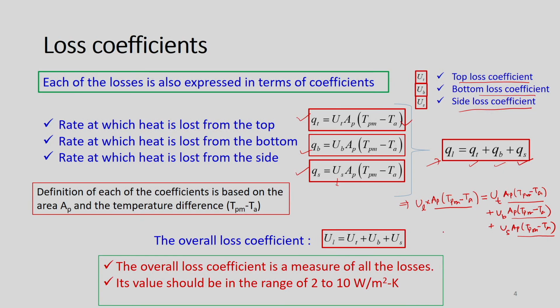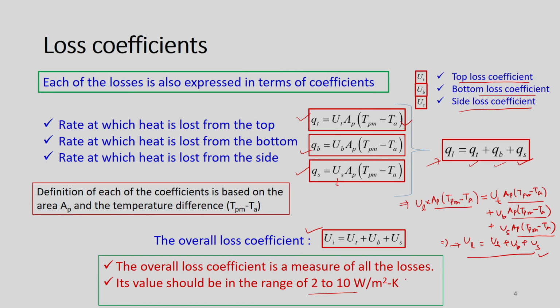So, these are common. Finally, what we can write is UL is equal to UT plus UB plus US, or, if we divide both sides of the expression by AP multiplied by TP minus TA, what we will get is UL equal to UT plus UB plus US. What we have written here is nothing but the overall loss coefficient, right. This is a very, very important parameter to measure all the losses, and each value should be in the range of 2 to 10 watt per meter square per Kelvin.